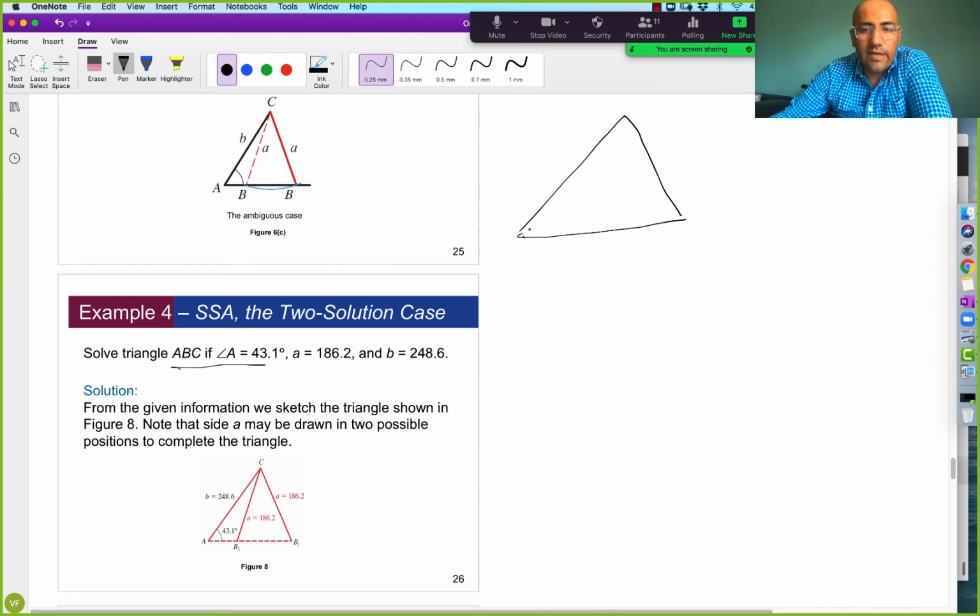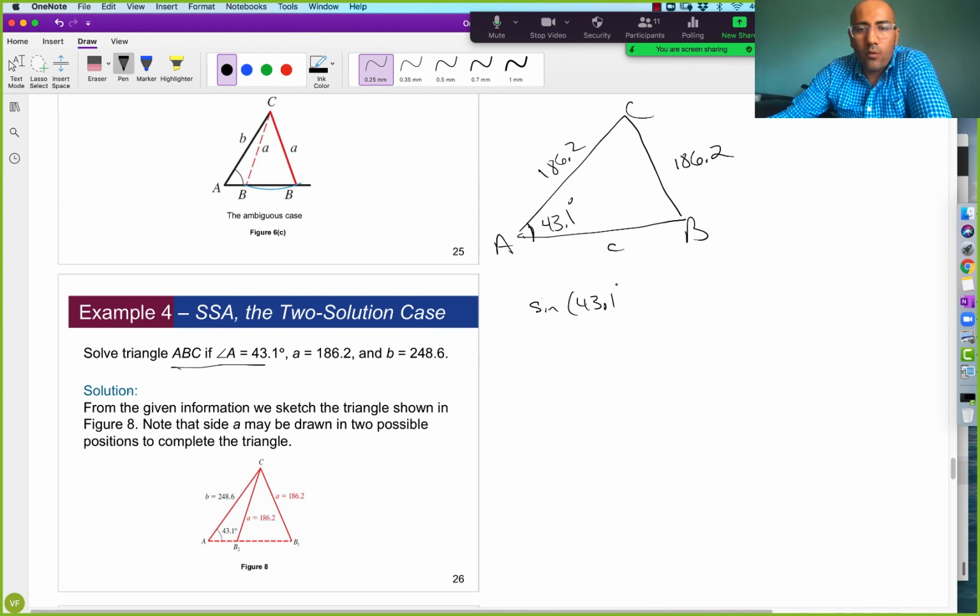Right, so here is angle A, and the side opposite angle A is 186.2. And then here's angle B, and here's C. Good. Okay, so we go about solving this like we always do. So this angle is 43.1. So we set up our law of sines.